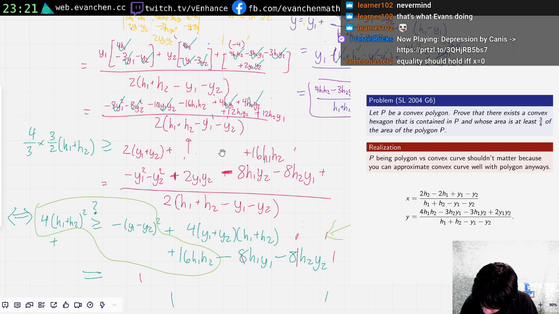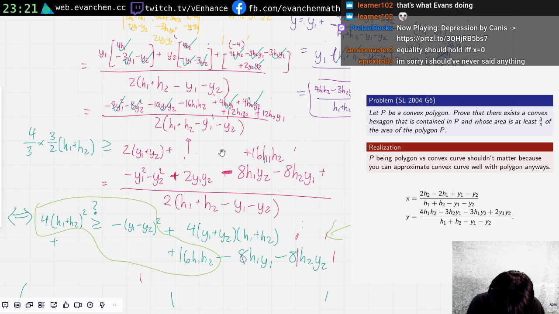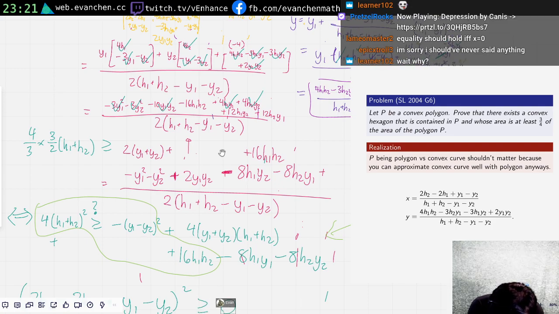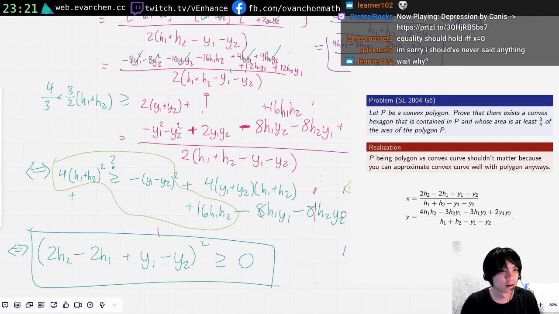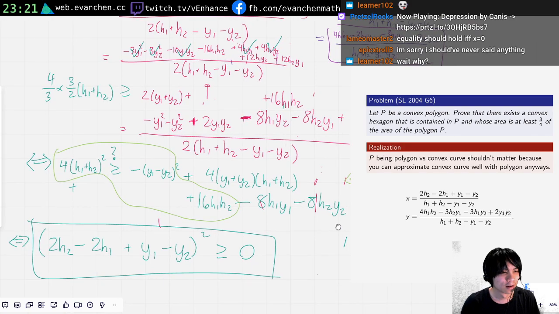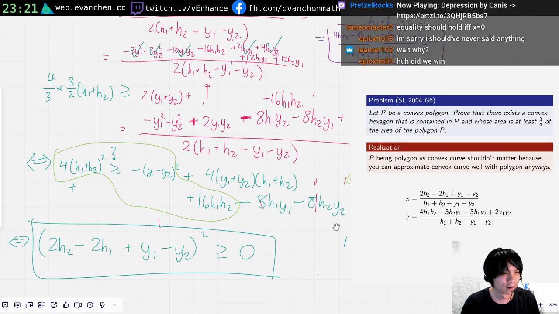Well, if equality is going to hold if and only if x is 0, then there's only one thing this could be, which is that it ought to be 2h2 minus 2h1 plus y. Oh, actually, I believe that. Okay, I guess I didn't mess up. I guess that's actually just what you get. I think that's what you get.